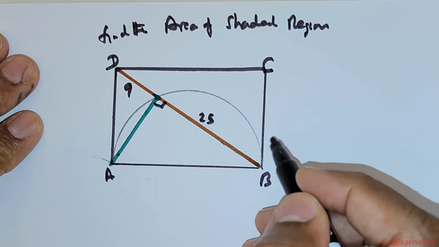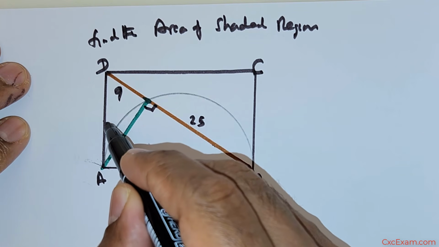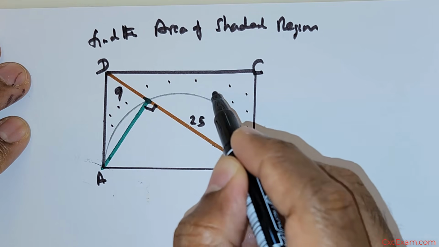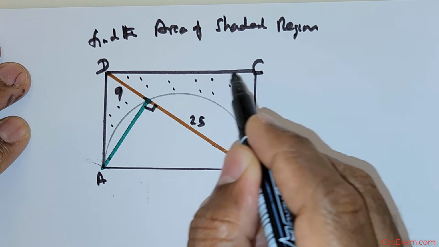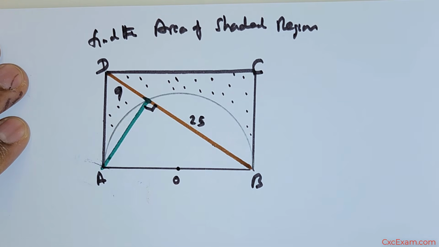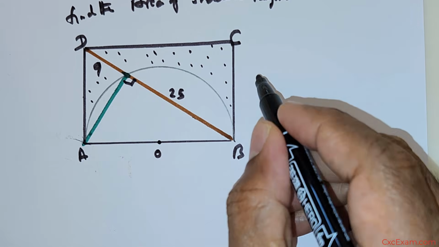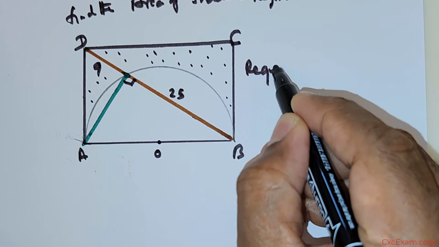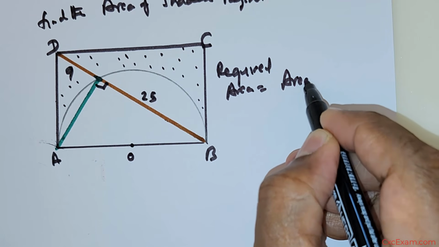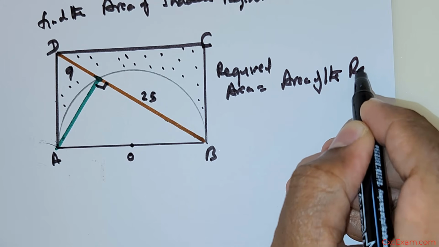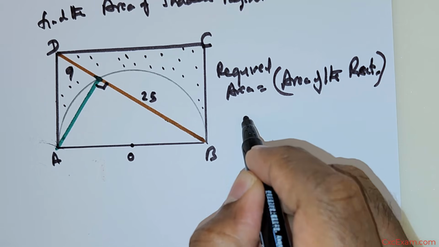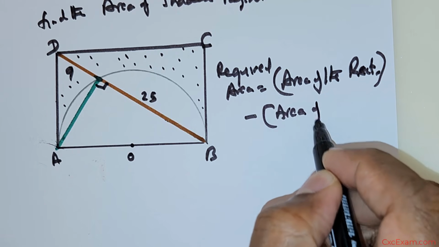Now clearly this is a rectangle. Now what is required is we have to find the shaded region. This region we need to evaluate. How are we going to evaluate? So this point is taken as O, it's the center. Now the required area is equal to the area of the rectangle. From the rectangle you subtract the area of the semicircle.